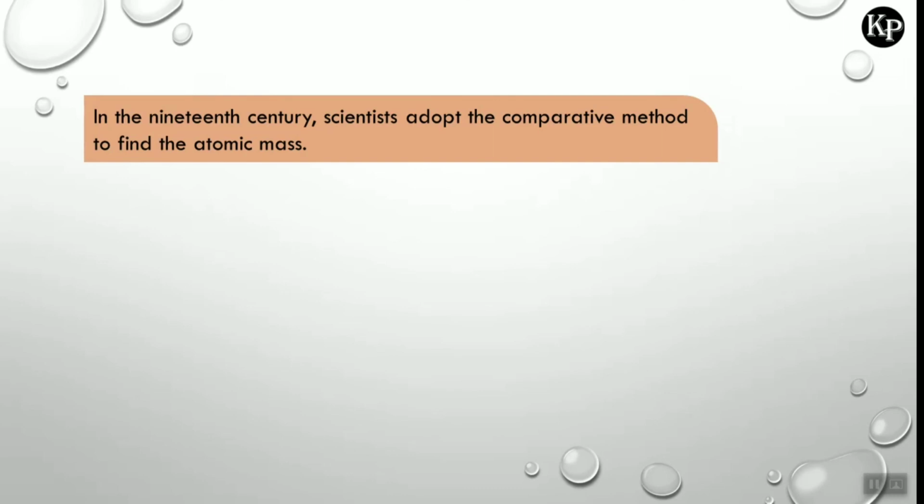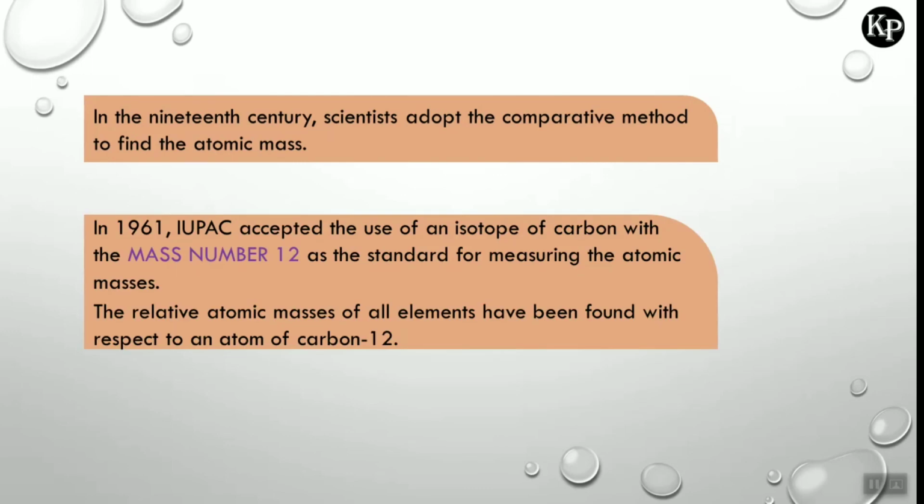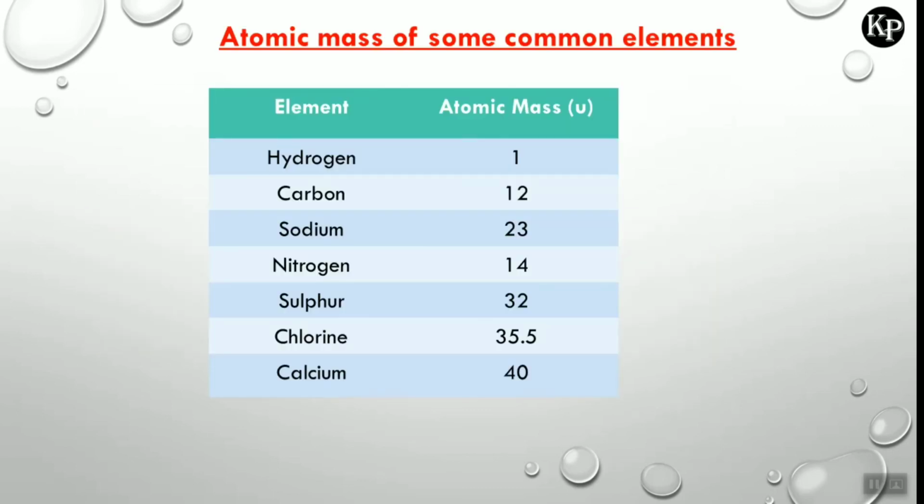In the 19th century, scientists adopted comparative methods to find the atomic mass. In 1961, IUPAC accepted the use of an isotope of carbon with mass number 12, that is carbon-12, as a standard for measuring atomic masses. The relative atomic masses of all elements have been found with respect to an atom of carbon-12. So these are the atomic masses of some common elements.